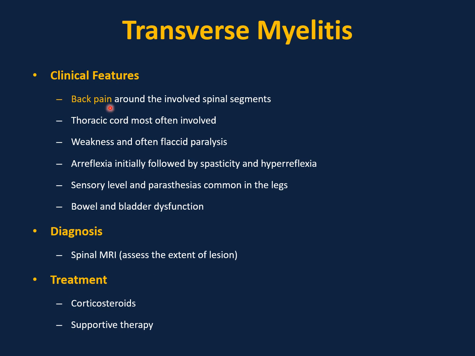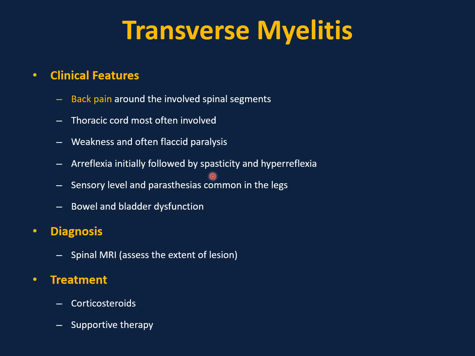Clinical presentation is back pain around the involved spinal segment. Back pain is the key for the diagnosis of transverse myelitis, and the associated neurological symptoms, back pain and tenderness. Thoracic cord is the most commonly affected, with weakness, and the paralysis is often flaccid.